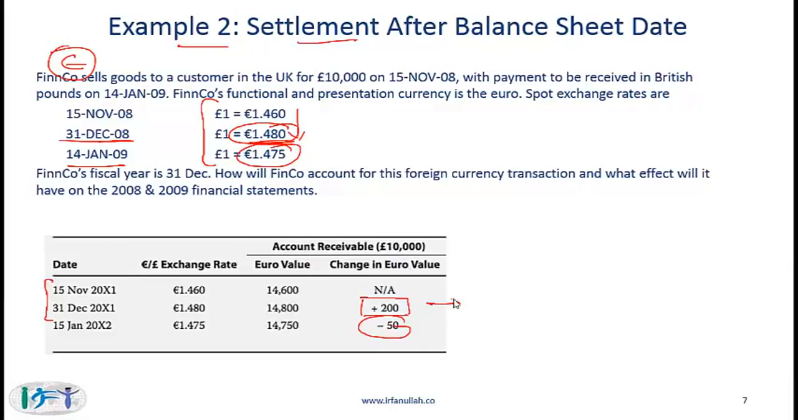The 200 is shown as an unrealized gain on the income statement, but on 15th January, the overall gain of 150 is realized. Between 31st December and 15th Jan, there is a loss of 50. Note that just because we have an unrealized gain of plus 200 over here, this is not necessarily indicative of the final realized gain for the company.